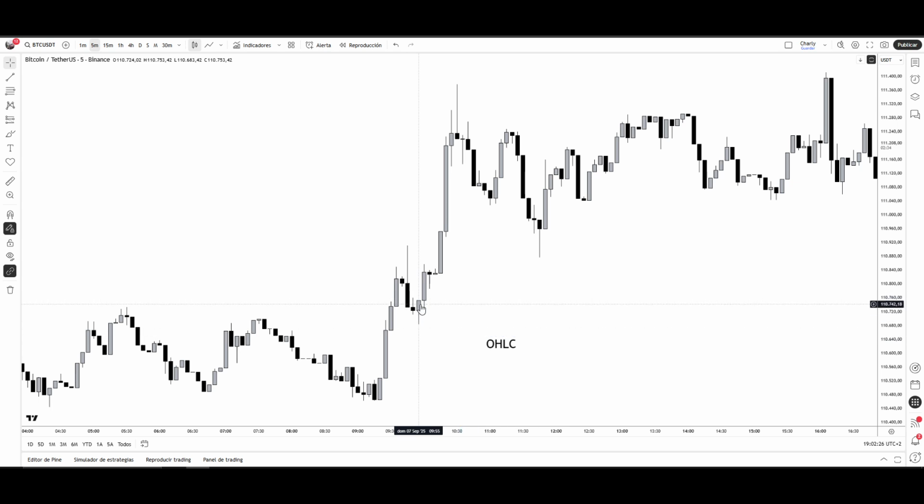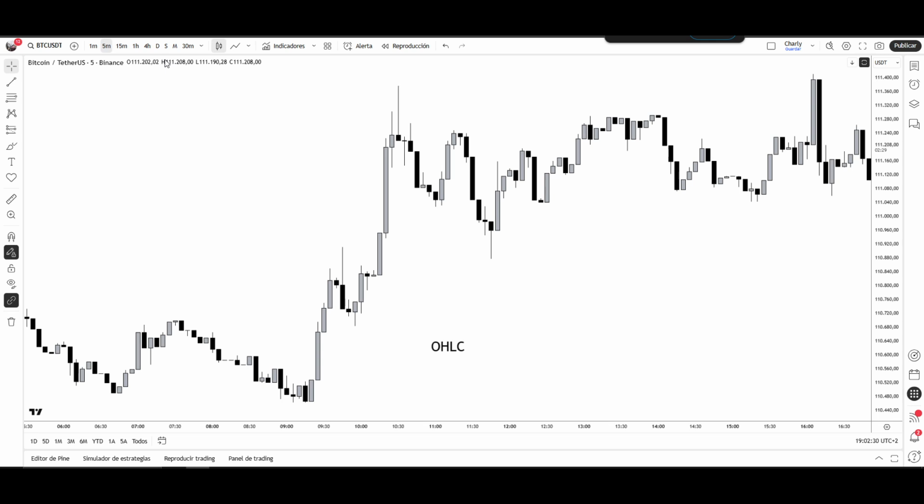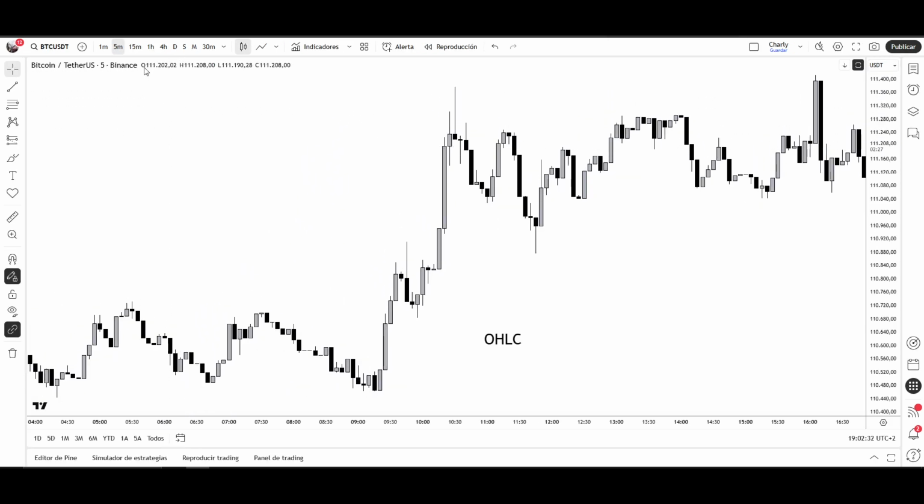This is a bullish candle. The OHLC is right above here on TradingView. Let's zoom in a little bit. You see OHLC. If I put my mouse above this candle, we see that the open is 110,724.02. The high, the low, and the close of that candle. That's giving us a lot of information.